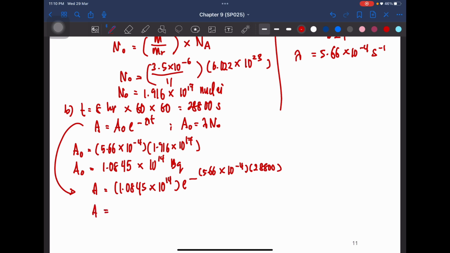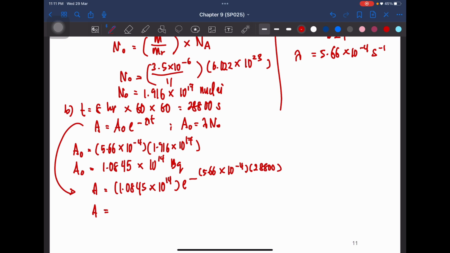Right, so 1.0845, 14, E negative 5.66 negative 4, 28800. Okay, so you will get 9. Wow, it's so different.